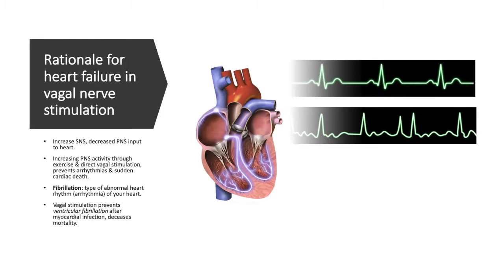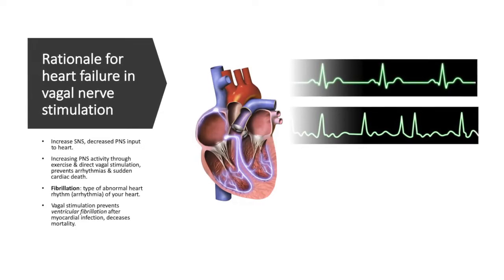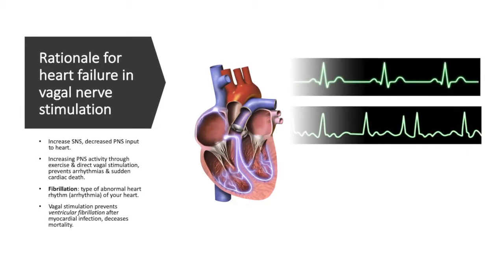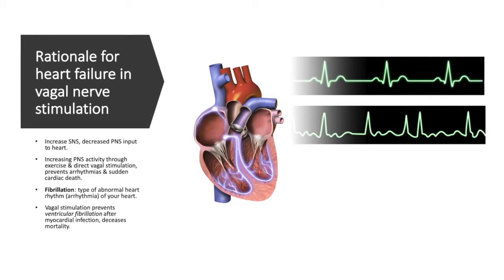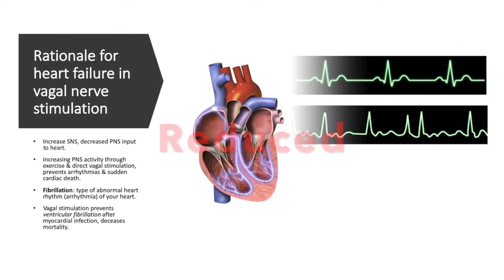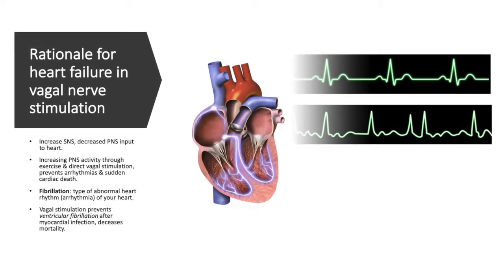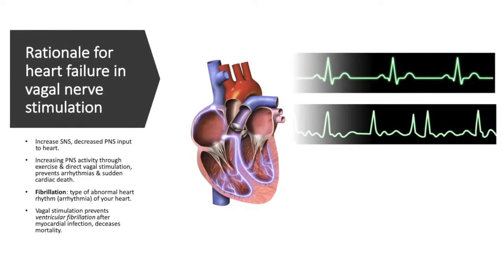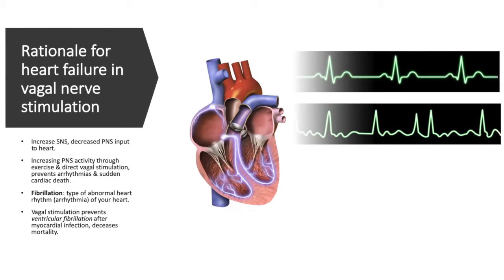So vagal nerve stimulation can be used for heart failure. The rationale is that increasing the sympathetic nervous system activity and decreasing parasympathetic nervous system activity input to the heart can lead to heart failure. Increasing the parasympathetic nervous system activity through exercise and direct vagal stimulation can prevent arrhythmias, as in when the heart beats but not on time, and it can help prevent sudden cardiac death.